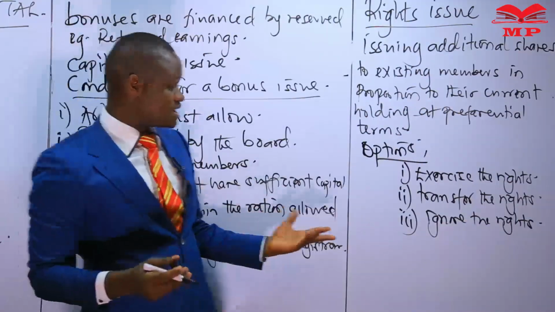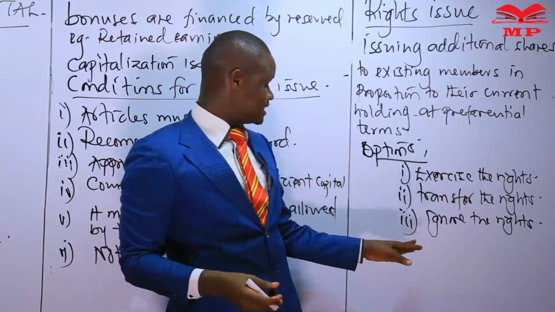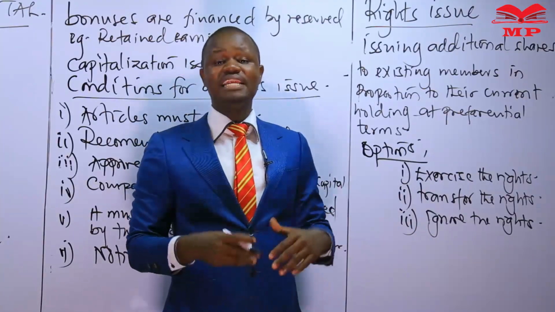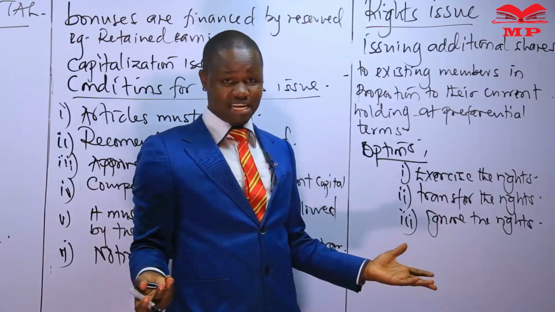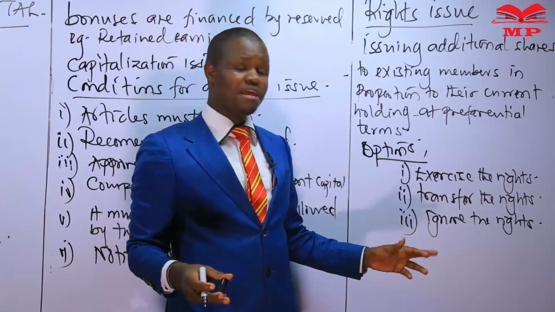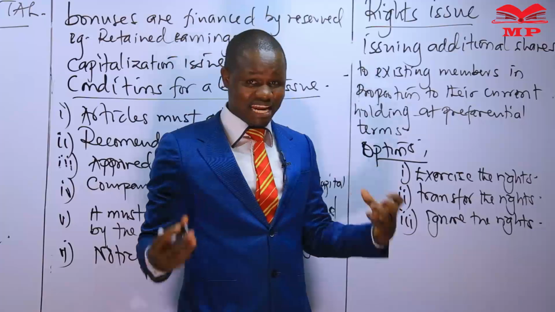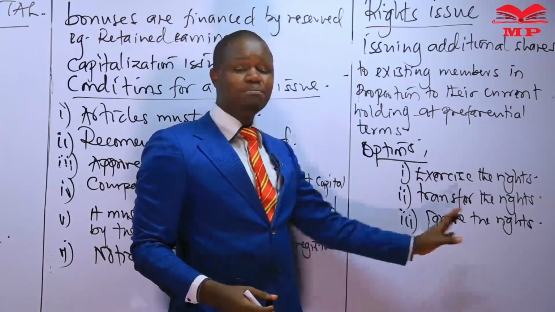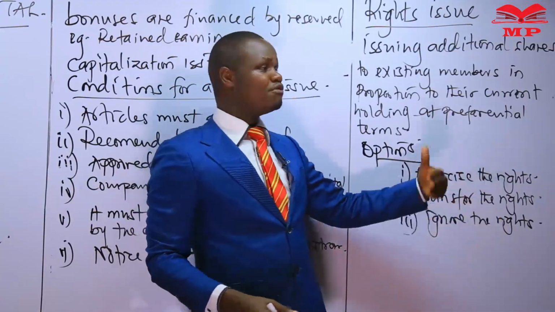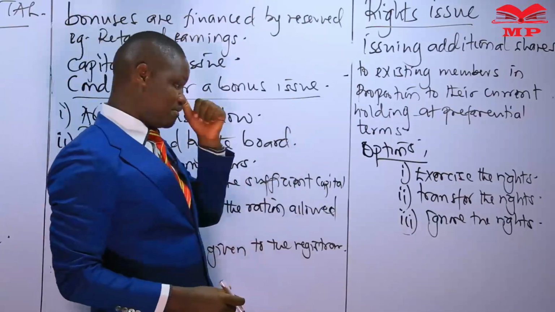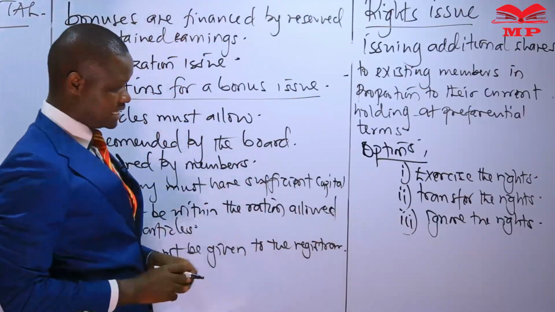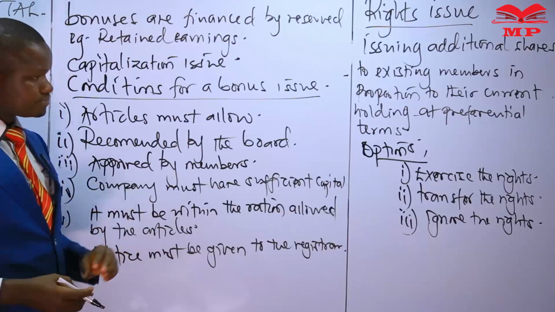It appears to be the worst of the options that the members can exercise, where the members are simply doing nothing about the rights. They are not going to buy additional shares that are being offered at preferential terms. They are also not going to transfer their rights to anybody. So the rights simply expire, and those members forego the option to take up these additional shares at the preferential terms that had been given by the company.